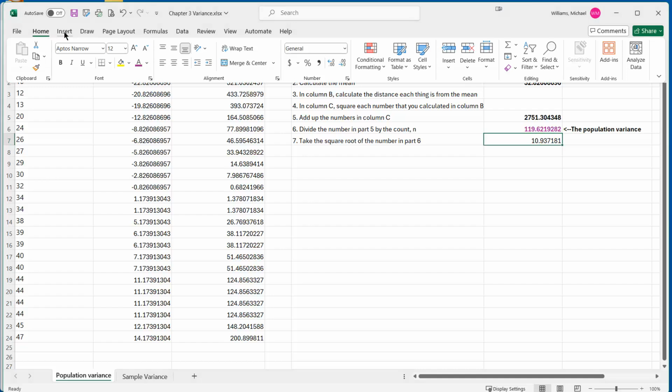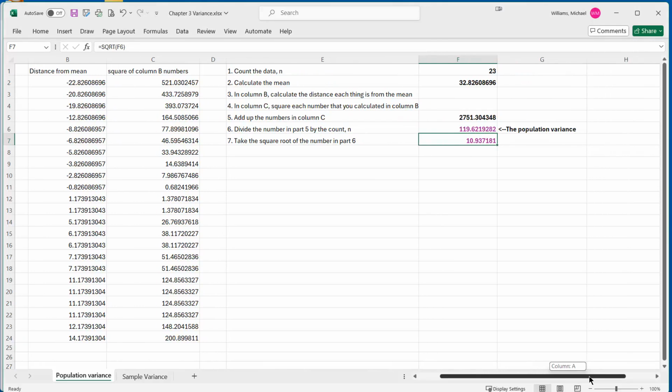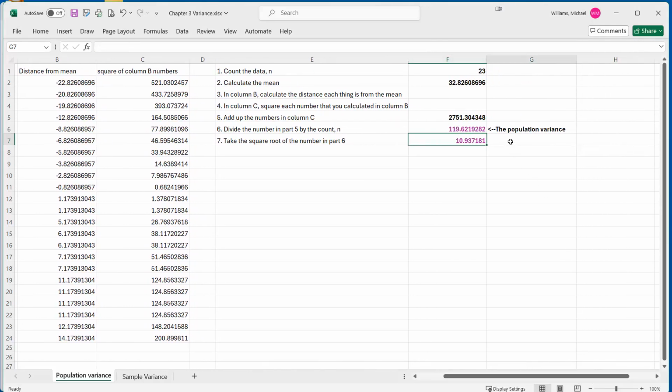That's the population standard deviation. I'll make that purple and bold it too. That's the population standard deviation. Let me slide over a bit here, okay? The population standard deviation.